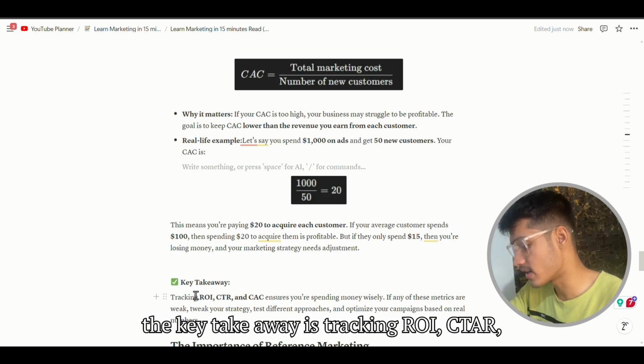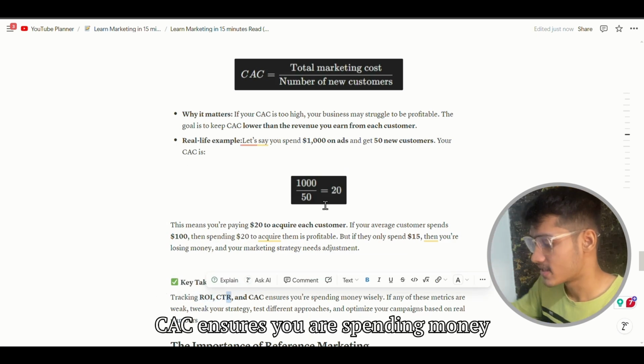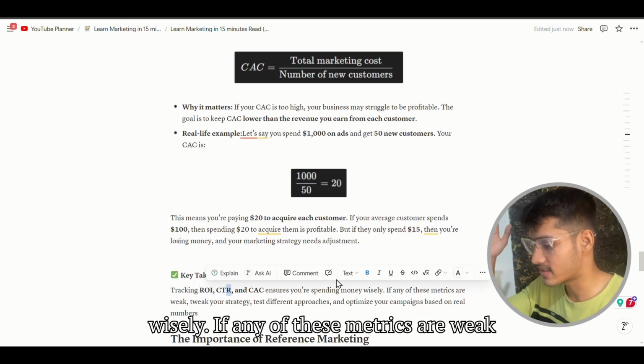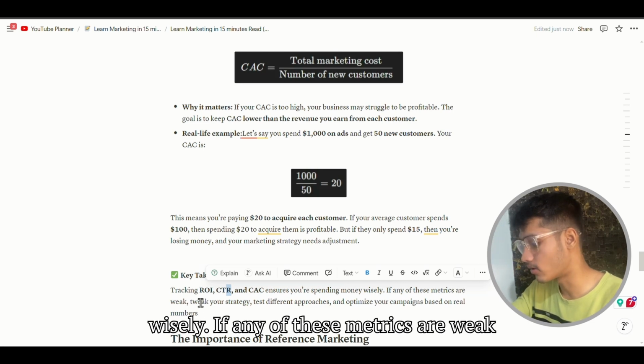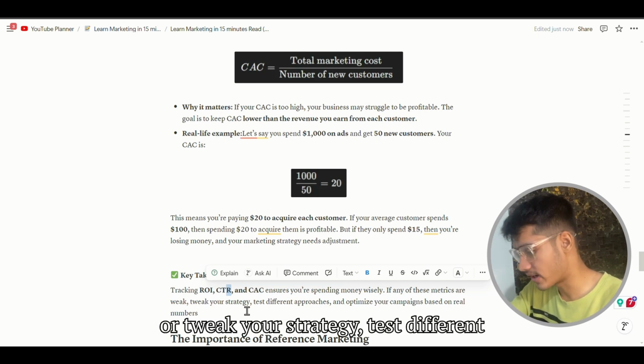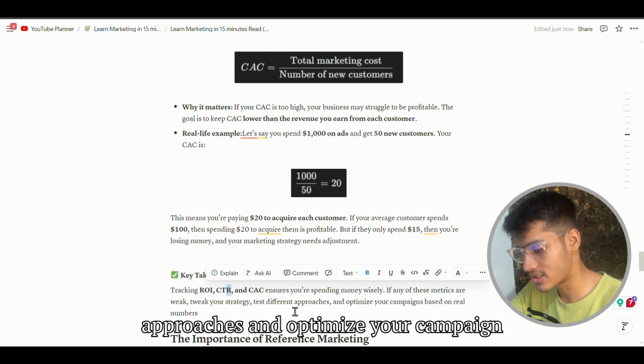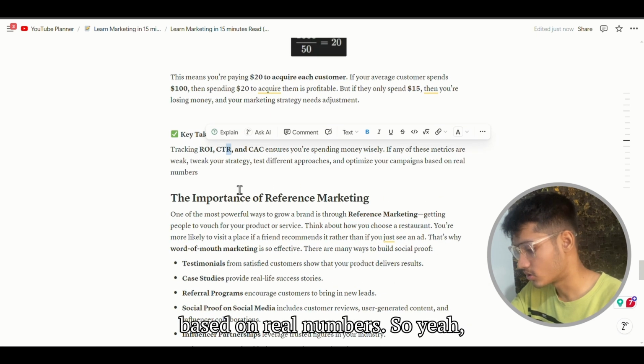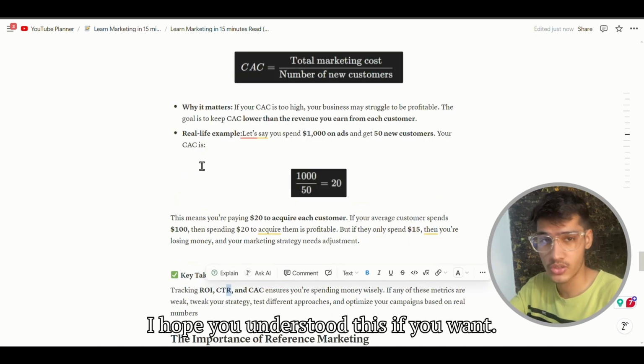So the key takeaway is tracking ROI, CTR, and CAC ensures you are spending money wisely. If any of these metrics are weak, tweak your strategy, test different approaches, and optimize your campaign based on real numbers. So yeah, I hope you understood this.